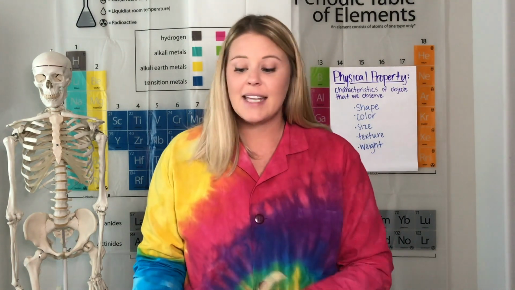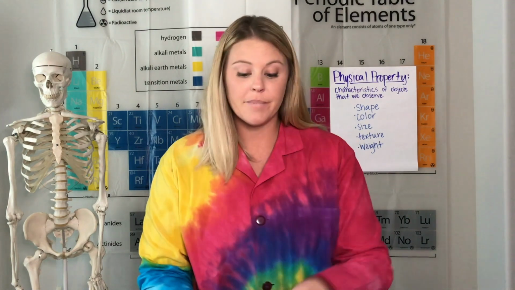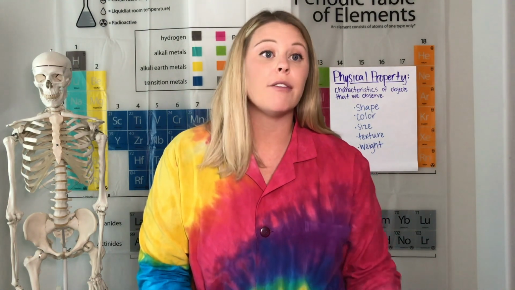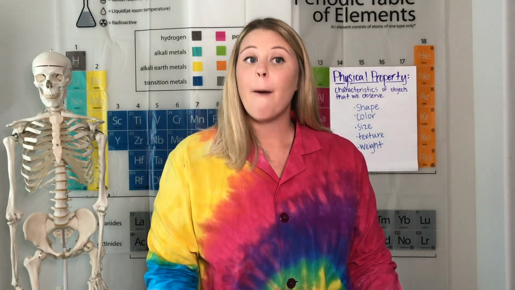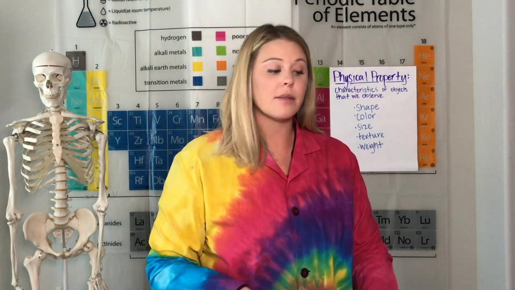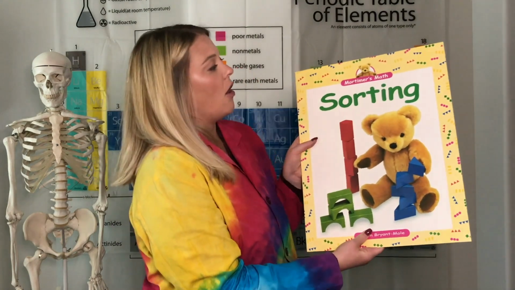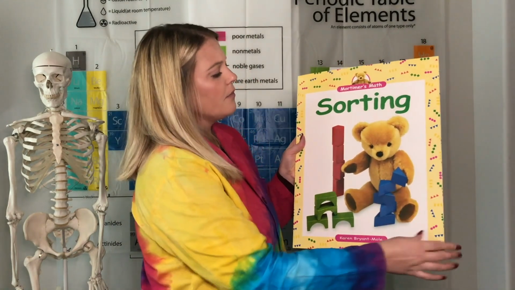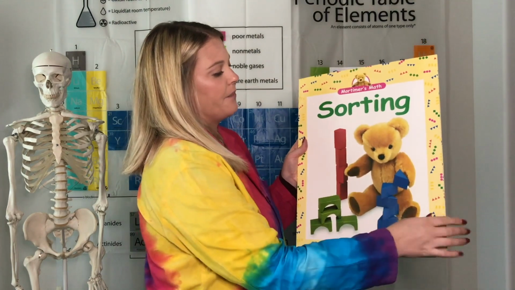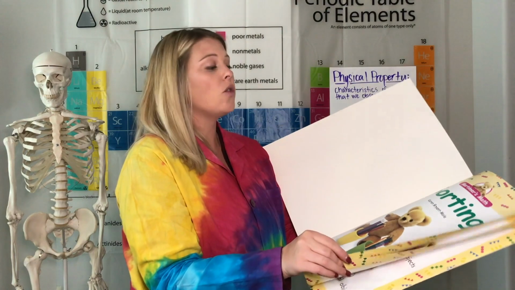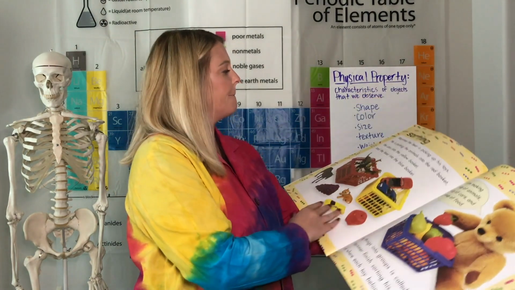Well, scientists, today I'm going to read you a story about sorting. It's going to be about this bear who sorts different objects into groups based on their similar physical properties. So I have a big book today. And this big book is called Sorting. And we're going to meet this bear. This bear's name is Mortimer, and Mortimer is going to be sorting different objects.